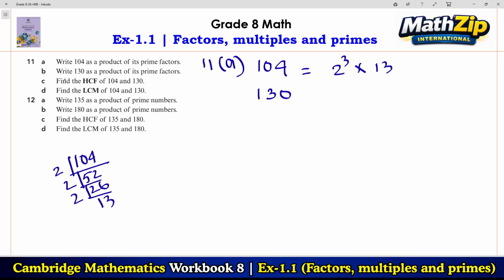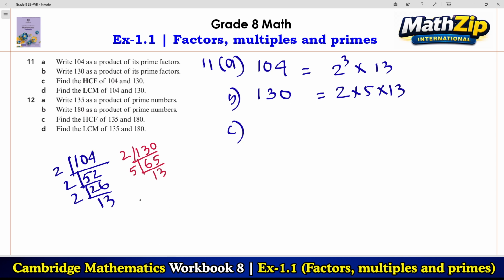Next, 130, number B of 11, as a product of its prime factors. Same thing, 130 can be divided by 2, so it will be 65. Then divided by 3 is not possible, by 5, so here is 13, right? So in this case the answer will be 2 times 5 times 13.